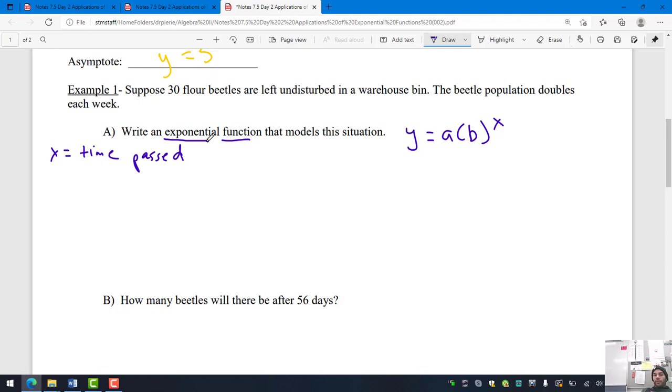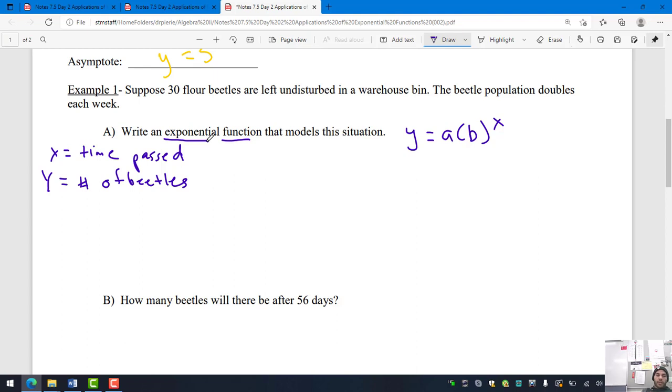Whether it's 1 week or 3 weeks or 5 weeks, we want to be able to plug in a number for x and then solve for y. In this case, y would be the number of beetles. We want y to tell us how many beetles are in the bin after x amount of time has passed. If we have the numbers for a and b, we're able to solve for any number of weeks. This might be a little bit complicated, but let's see if we can reason our way through it. How can we solve for two different numbers?